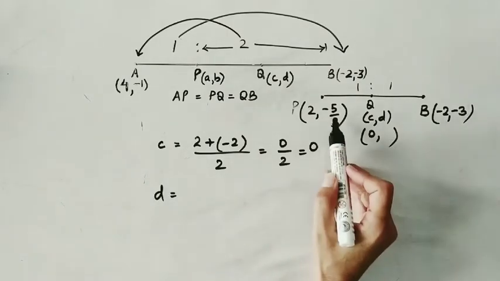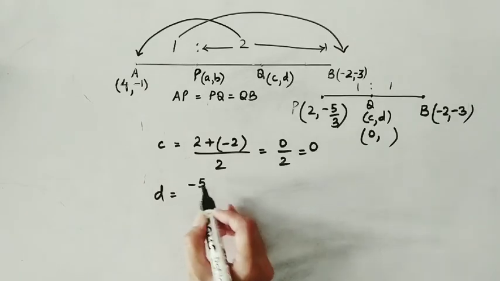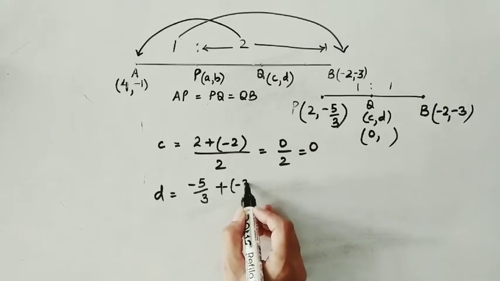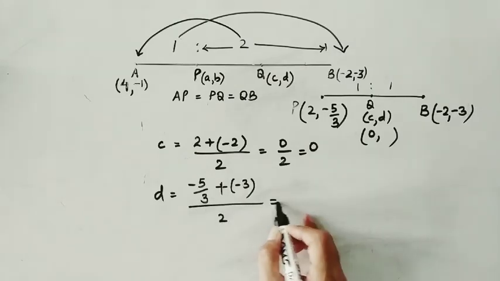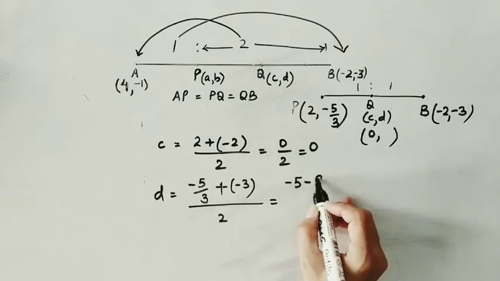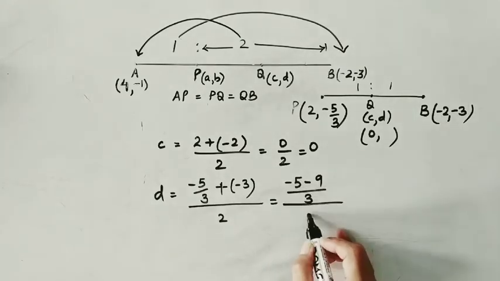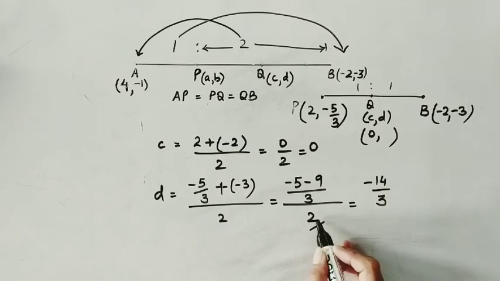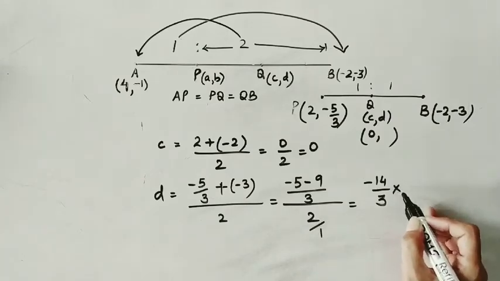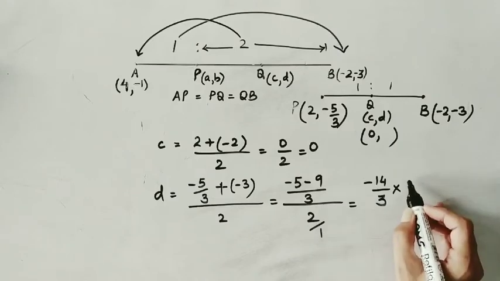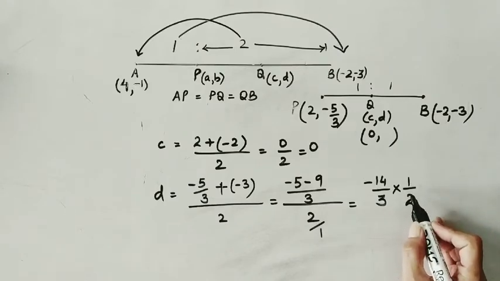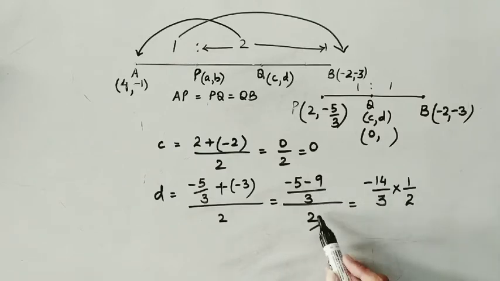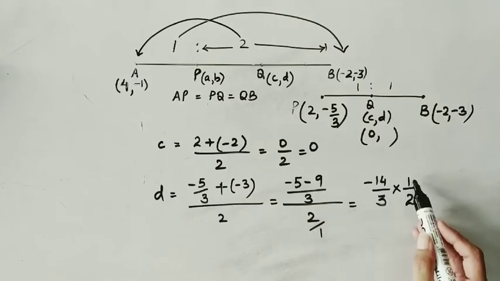D will be y1 plus y2, minus 5 by 3 added to this minus 3, and this sum would be divided by 2. This is minus 5 minus 9 by 3 upon 2, and it becomes minus 14 by 3. The denominator 2 can be written as 2 by 1, and it goes to the numerator as 1 by 2. So minus 14 by 3, this division changes to multiplication and the divisor is reciprocated. 2 by 1 became 1 by 2.